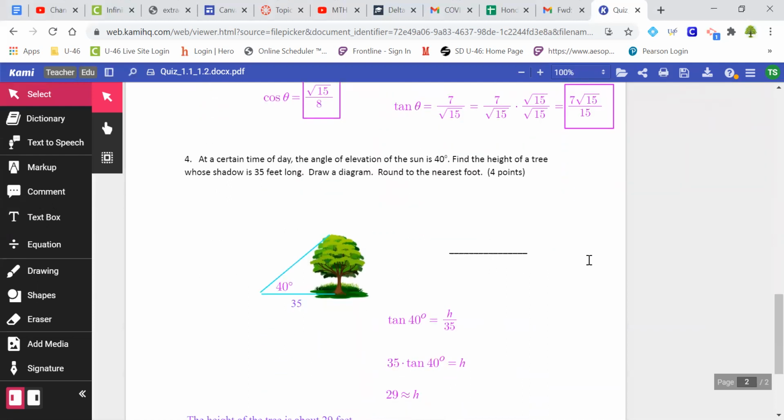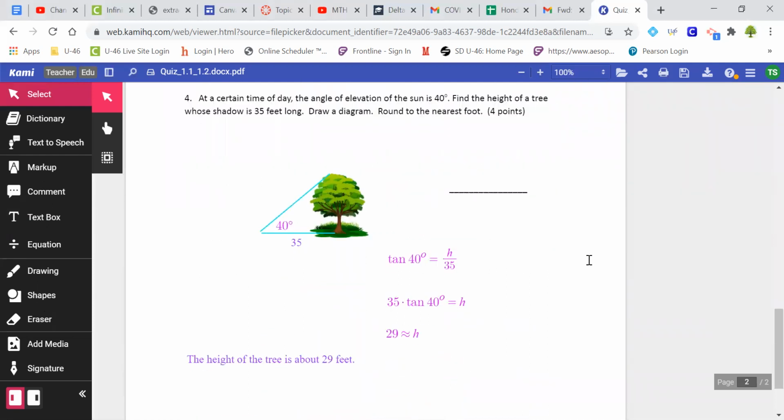You guys did well. You also did well on number 4. We should draw a diagram. We're instructed to do that. So here's my tree, and the sun is over here somewhere casting the light. The tree intercepts the light, creates a shadow, which is 35 feet long. And the angle of elevation is 40 degrees. I want to find the height, and I have a right triangle. I'm assuming that this tree is vertically upright, forming a right angle.